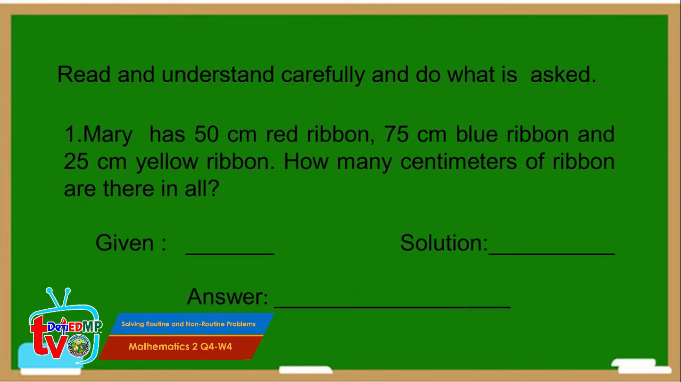Number 1 problem. Mary has 50 cm red ribbon, 75 cm blue ribbon, and 25 cm yellow ribbon. How many centimeters of ribbon are there in all? You're going to write the given, then the solution, and then the answer. At the count of 10, you stop and let us check your answer.